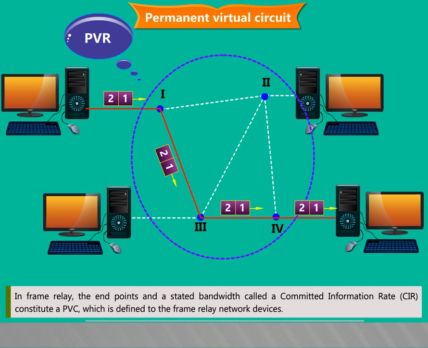In frame relay, the endpoints and a stated bandwidth called a committed information rate, that is CIR, constitute a PVC, which is defined to the frame relay network devices.